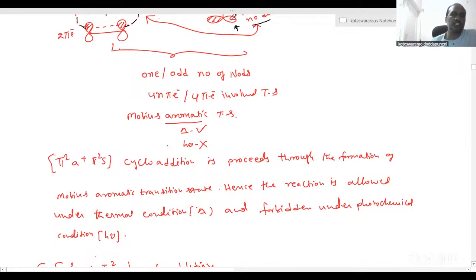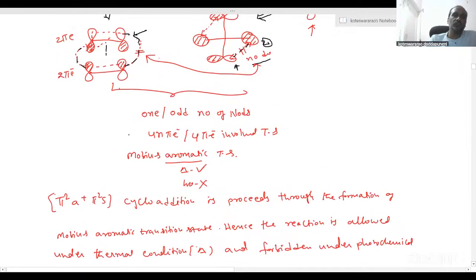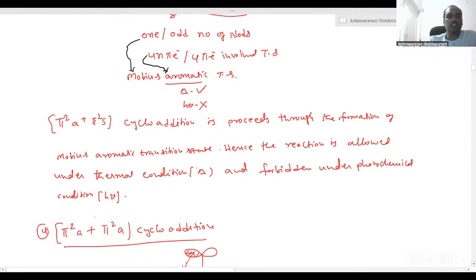The transition state involves one, an odd number of nodes, with 4n electrons. Therefore, the transition state becomes Mobius due to the odd number of nodes, and it has 4n electrons. Therefore, it is aromatic. The transition state is a Mobius aromatic transition state. Now, the conclusion is thermally allowed, photochemically forbidden.